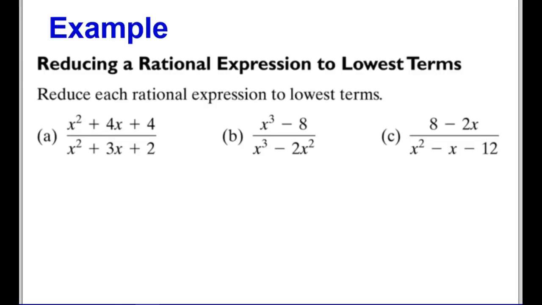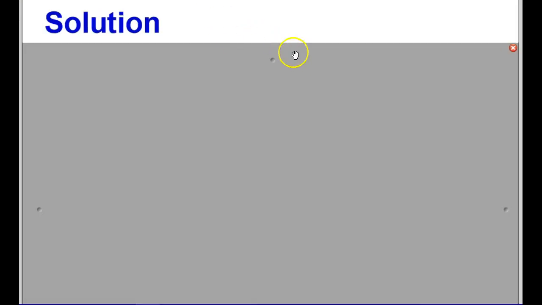Okay. So here's our couple of examples. We're going to reduce each rational expression to the lowest terms. And generally when we're working with rational expressions, our first step is always going to be to factor them, which we'll see here in these next couple of examples.